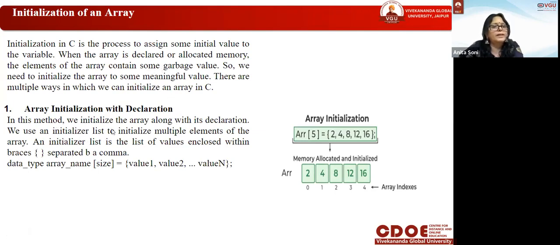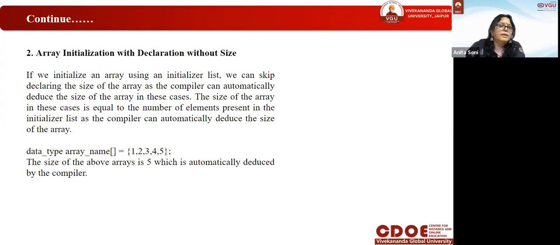So how are arrays initialized? Data type, variable name, size, equal to value 1, value 2. Whatever the size of the array, up to that much size of values you can initialize in curly braces, and after that you have to use a semicolon. See here, both the statements are correct.